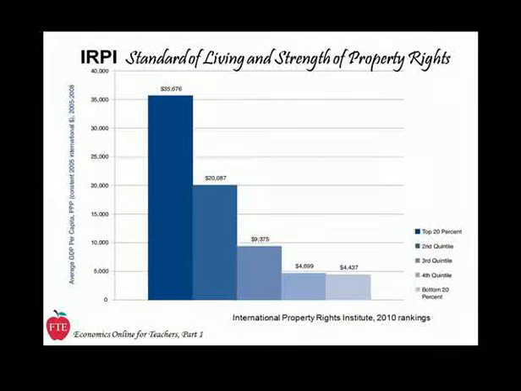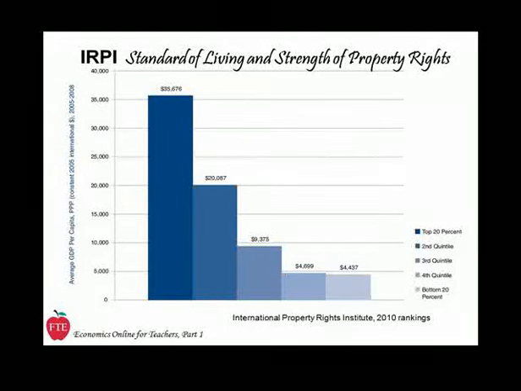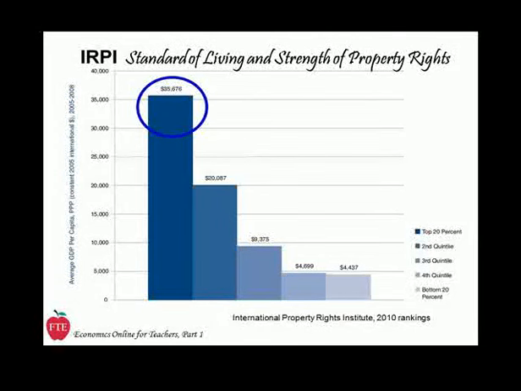The slide on the screen now is more evidence affirming the relationship between institutions and standard of living. This graph from the International Property Rights Institute's 2010 report ranks the countries of the world in terms of the strength of their property rights institutions. The countries here are grouped into quintiles, with the top quintile comprising the countries with the strongest property rights, and the bottom quintile the countries in which property rights are weakest or non-existent. Even when we isolate this one growth-promoting institution, the correlation to people's well-being is undeniable.